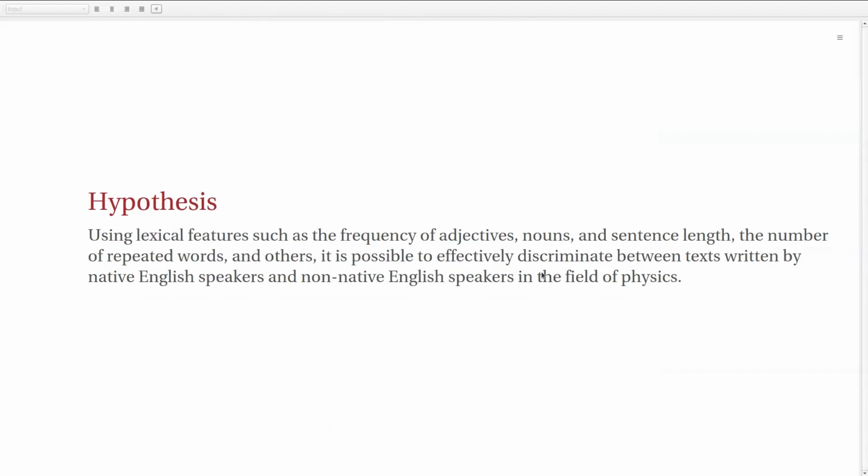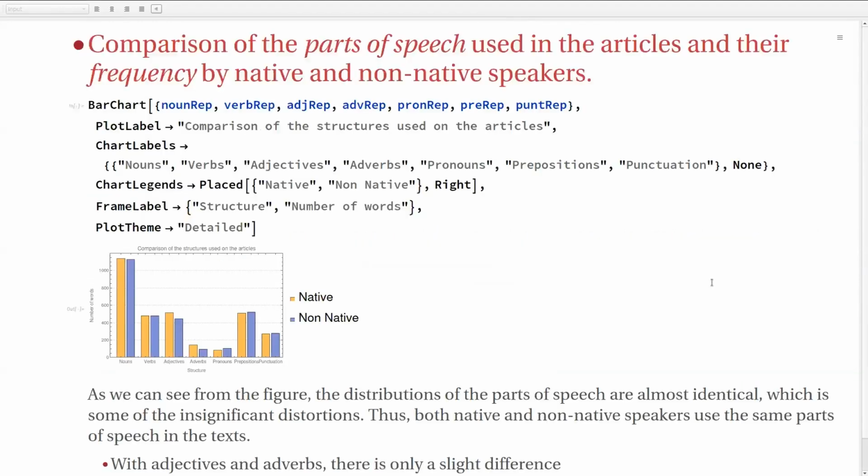What's the hypothesis? Our hypothesis is we can discriminate between text written by native and non-native English speakers in the field of physics by analyzing the lexical features. This is our hypothesis. So, starting with the graphs. First, this is our comparison of the parts of speech used in articles and their frequency by native and non-native speakers.